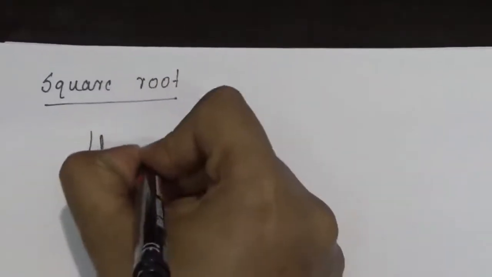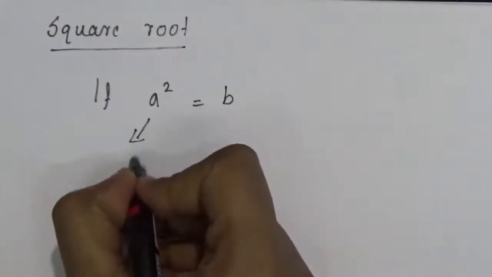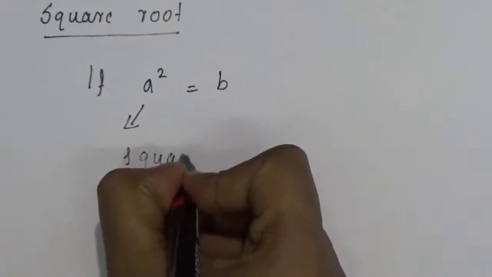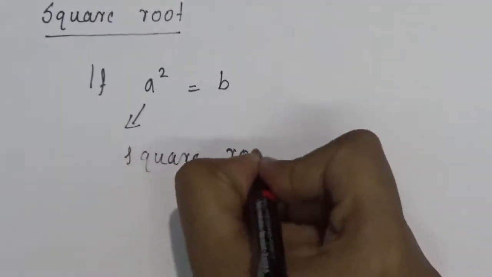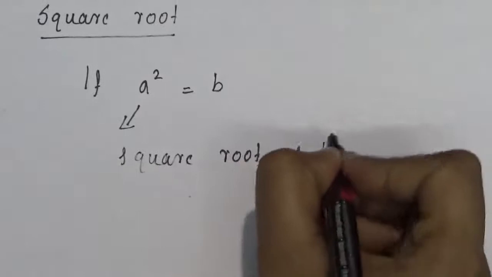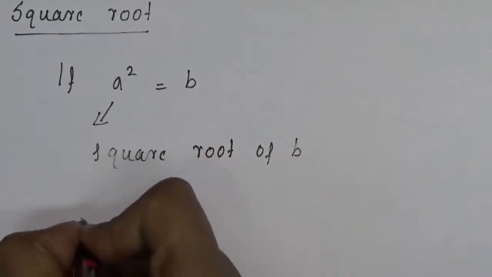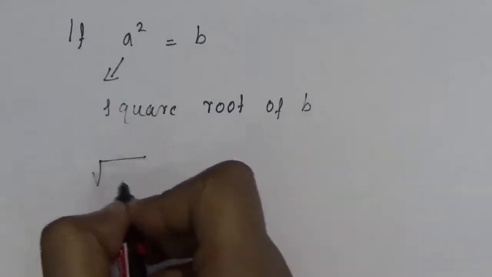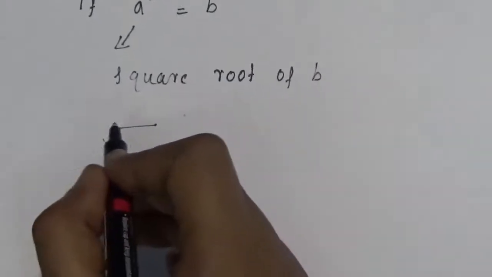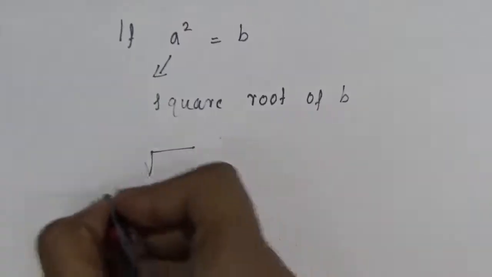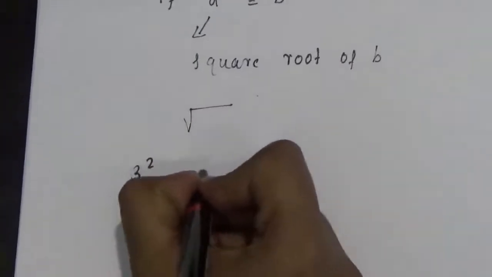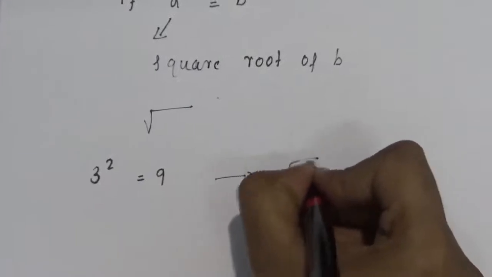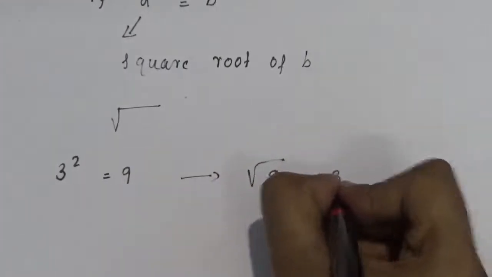Square root. If a square is equal to b, this a is called the square root of b. So we use this symbol for square root. It is called the radical sign and is placed before the number whose square root is to be calculated. We know that 3 square is equal to 9, so we can write root 9 is equal to 3.